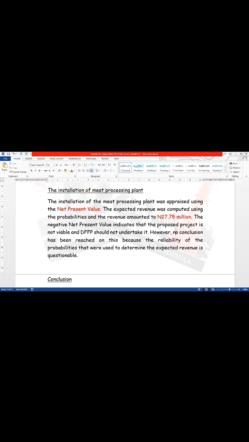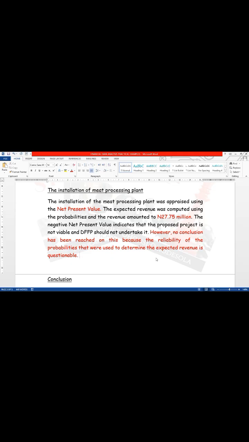However, no conclusion has been reached on this. You are talking about the risk, the negative side. Like I said earlier, don't just be one way. It should not be accepted, but how about the other way? No conclusion has been reached because the reliability of the probabilities that were used to determine the expected value is questionable. So there's a high possibility that the project will eventually be viable. Do you understand? It may actually have a positive NPV.